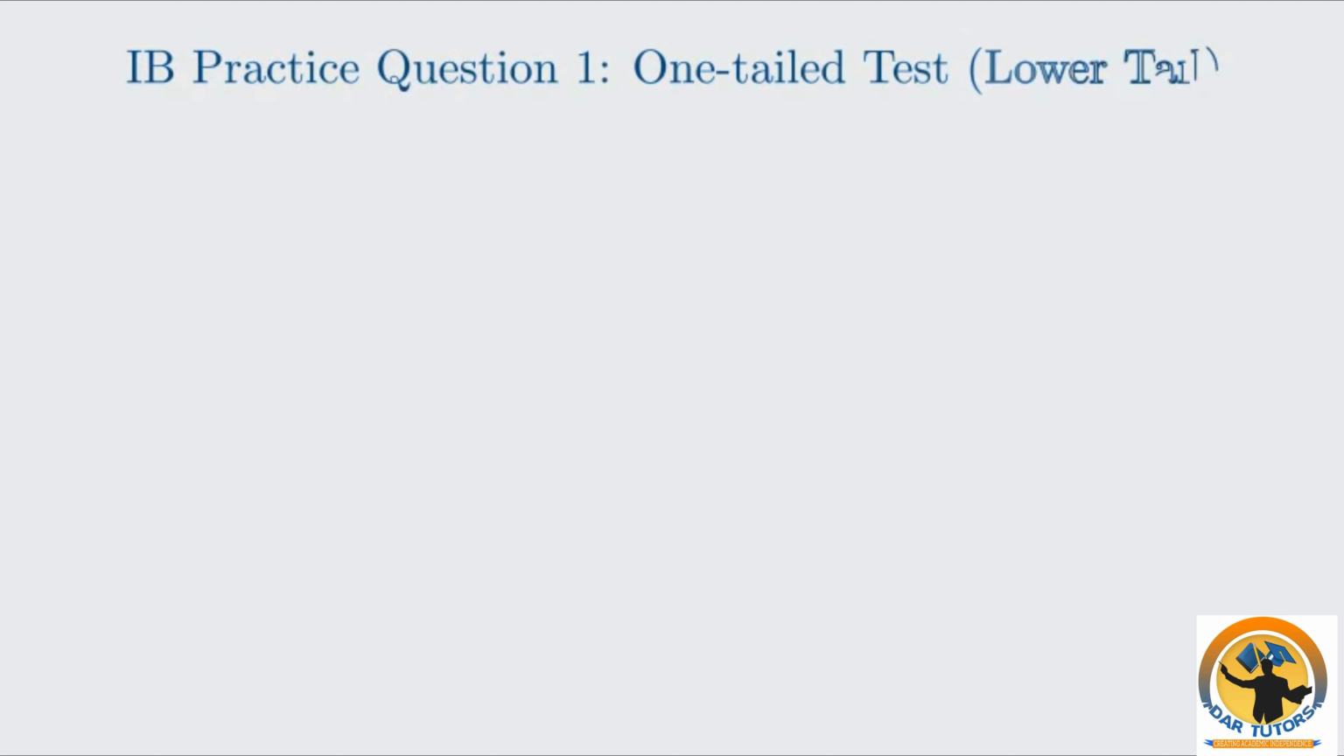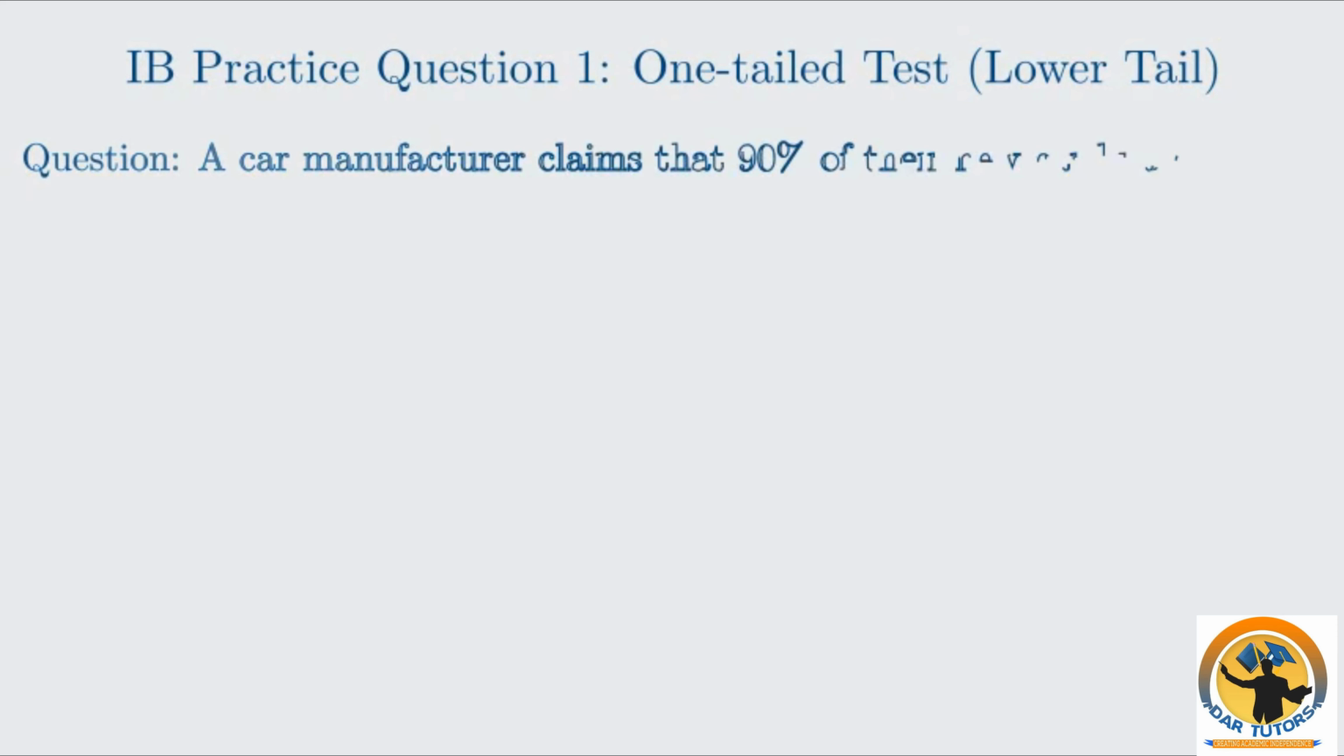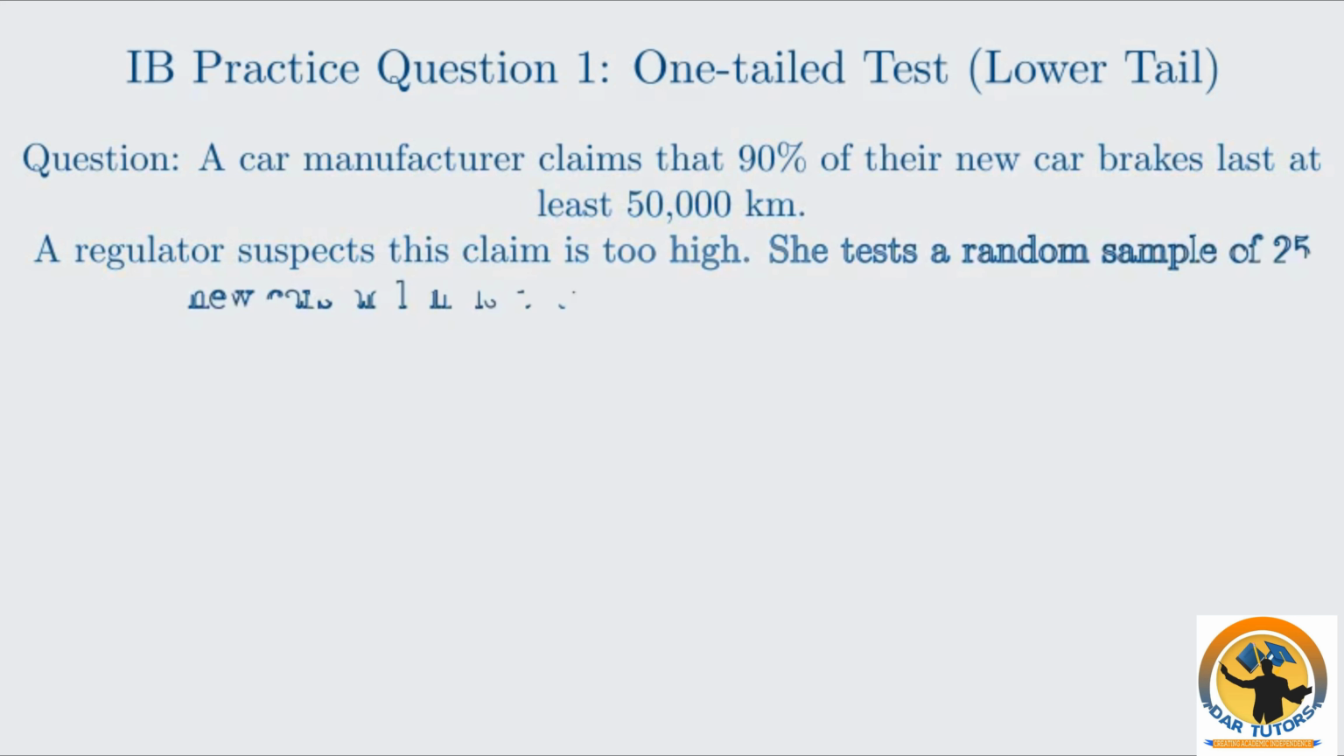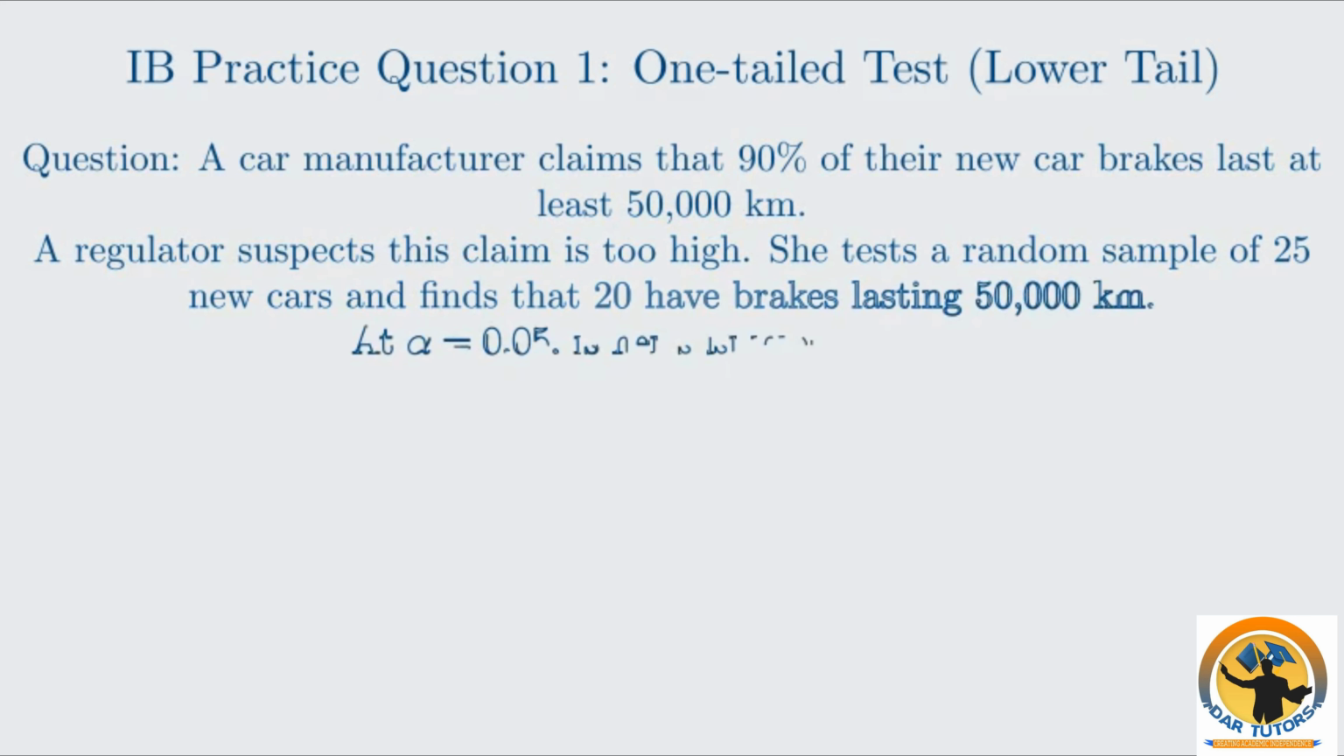Now let's explore some IB-style practice questions related to hypothesis testing with the binomial distribution. We'll start with a one-tailed test. A car manufacturer claims that the brakes in 90% of their new cars last at least 50,000 kilometers. A government regulator suspects this claim is too high. She tests a random sample of 25 new cars and finds that 20 of them have brakes that last 50,000 kilometers. Is there enough evidence at a 5% significance level to support the regulator's suspicion?